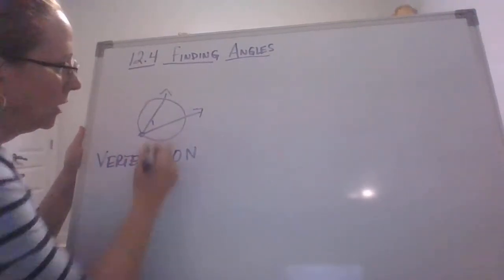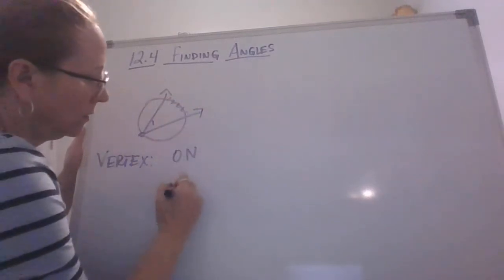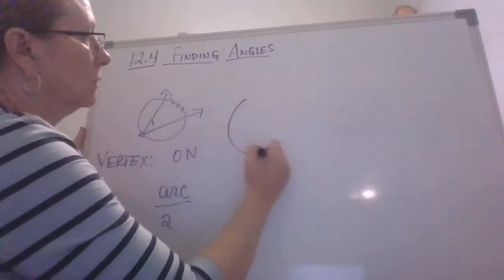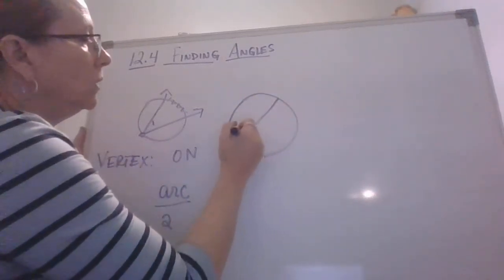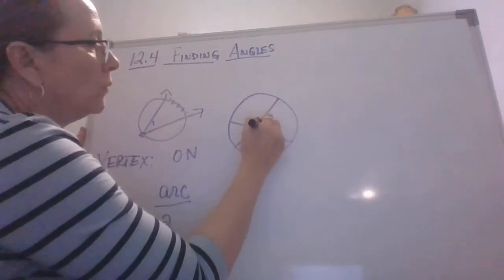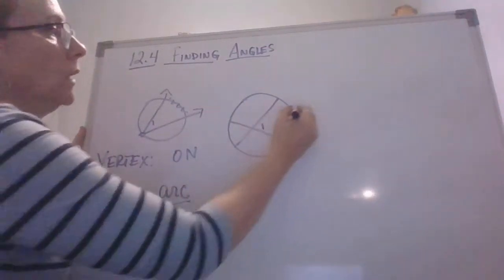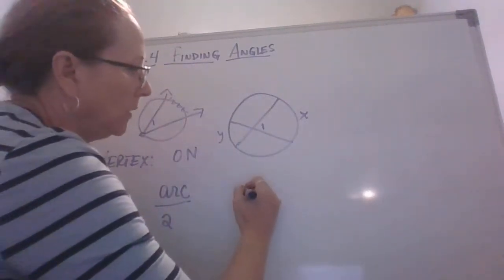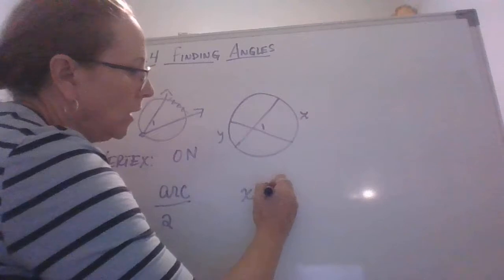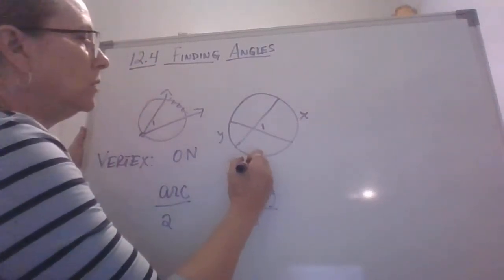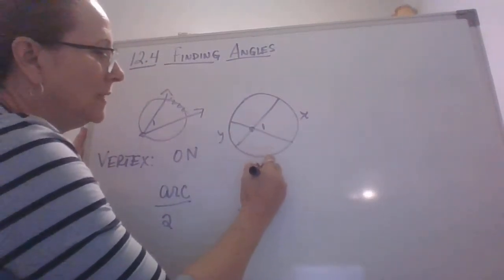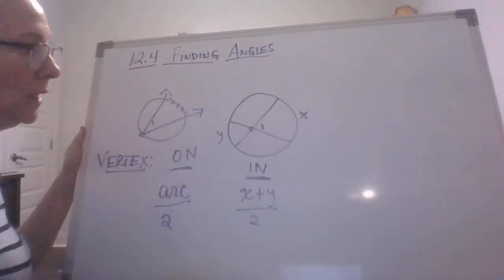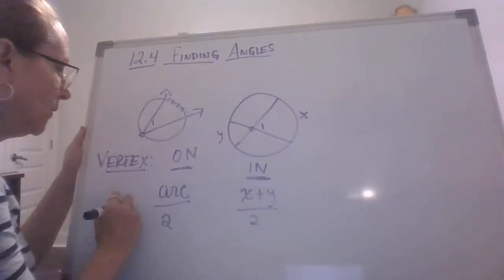On the circle here, we just take the arc and divide by 2. If our angle is located inside the circle, so now we're looking at angle 1, we take our two arcs, x and y, or we take x plus y and divide by 2. So that's for a vertex inside the circle. That's where our vertex is. And we do x plus y divided by 2, and that's to find the angle.